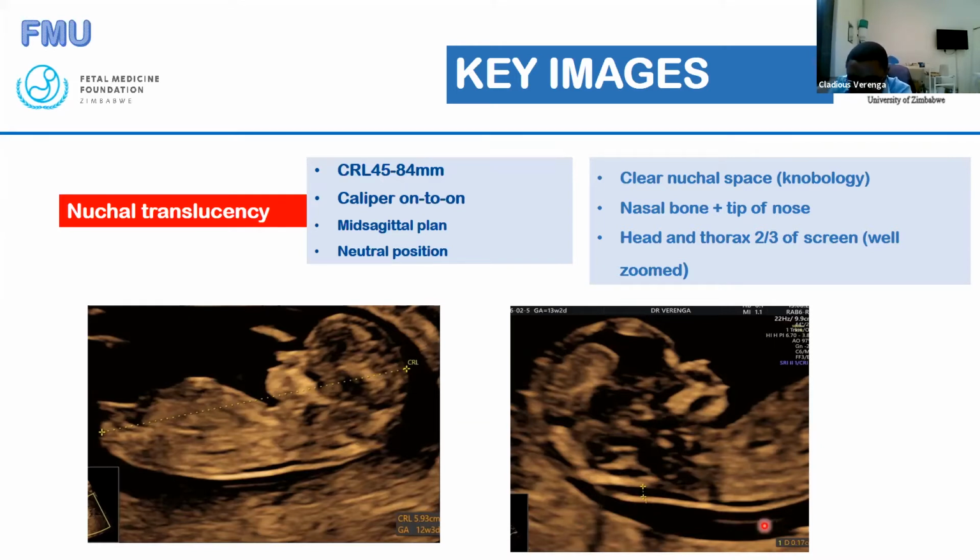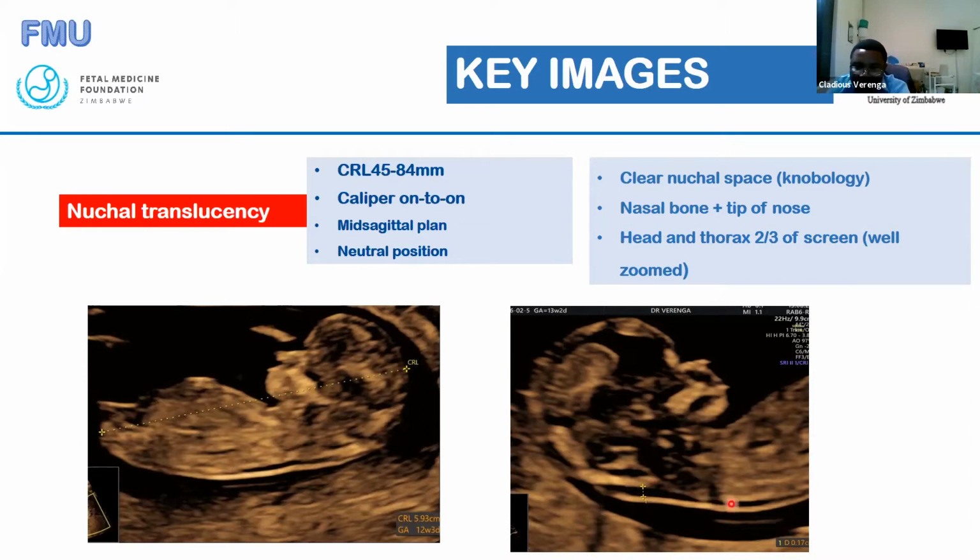In this case, this fetus' amnion is here because before 15 weeks, the amnion is not yet fused to the chorion. So we should see the amnion as we see there. Then when we measure, we should make sure that the caliper is seated on to on. You are not measuring within the thickness of the nuchal or the thickness of the baby's neck skin there. So it should be on to on and it should be perpendicular as demonstrated on that image there. And we should measure the thickest part of the nuchal.